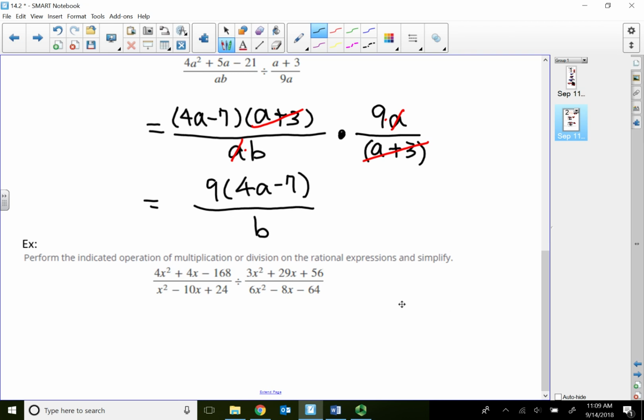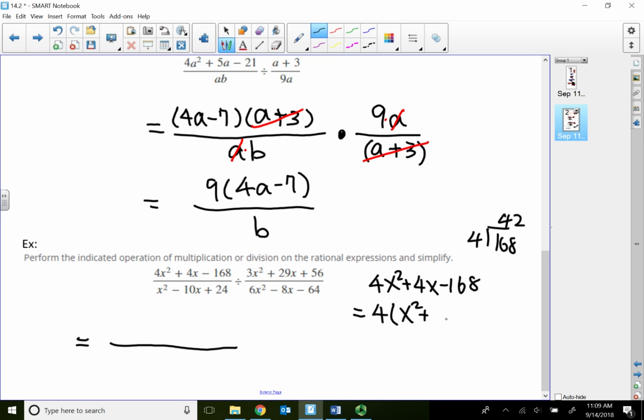I'm going to do some on the side because I can begin to see there might be some greatest common factor here. So this first one, 4x squared plus 4x minus 168. Can I factor out a 4? Maybe not. Let's see. Can 4 go into 168? If it can, that would be great. Yes, it can, 42 times. So if I factor out a 4, that gives me x squared plus x minus 42.